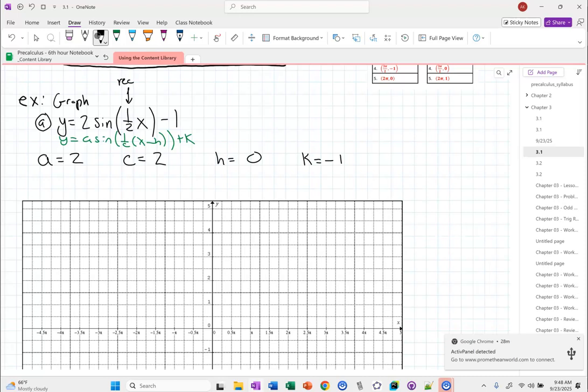Are we okay with pulling those values for a, c, h, and k? It's critically important that we possess this skill, because if we don't, guess what's going to happen? Everything afterwards is going to be wrong, right? Everybody's okay?